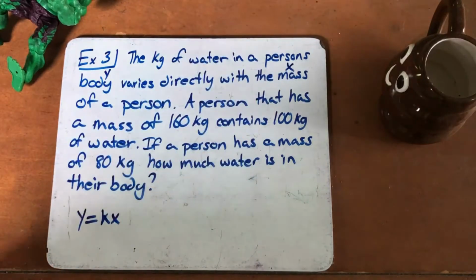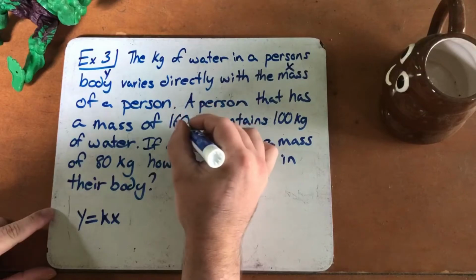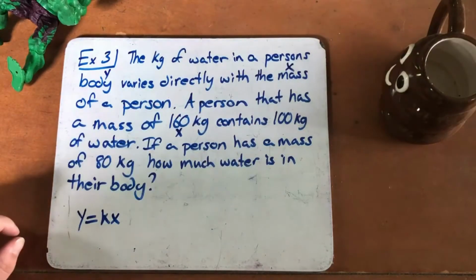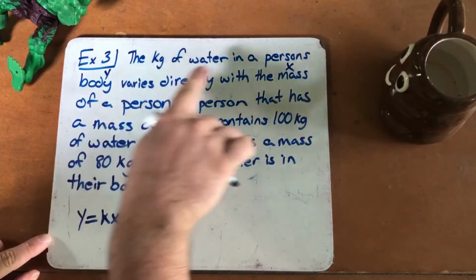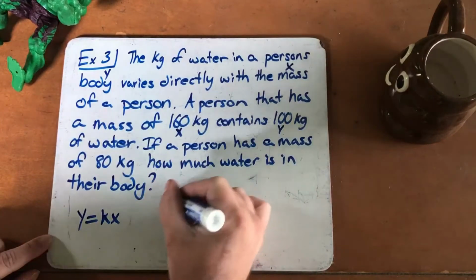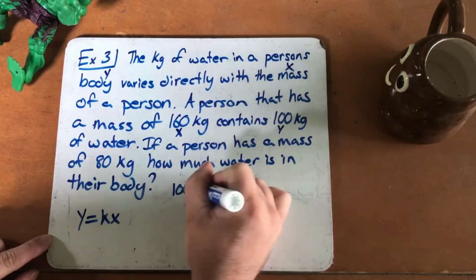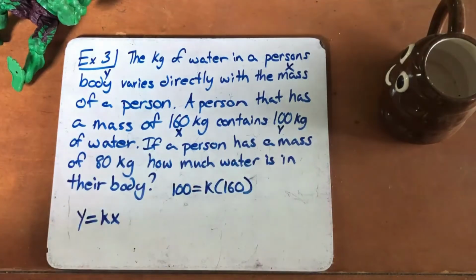Mass is my x. A person that has a mass of 160 kilograms, so 160 kilograms is my x, contains 100 kilograms of water. Y is the amount of water a person contains, so this is my Y. So when I plug in, I have to make sure that I do 100 equals K times 160.